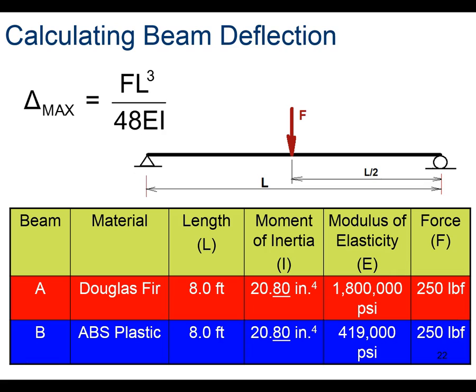Alright, let's actually calculate how much two different beams will deflect using this equation. Beam A will be made out of wood and beam B will be made out of plastic. They both have the same area moment of inertia, length, and force applied to them. The only difference between the two beams is their modulus of elasticity. I bet you can guess which beam will deflect more already, but let's actually do the math to figure out how much each will deflect.